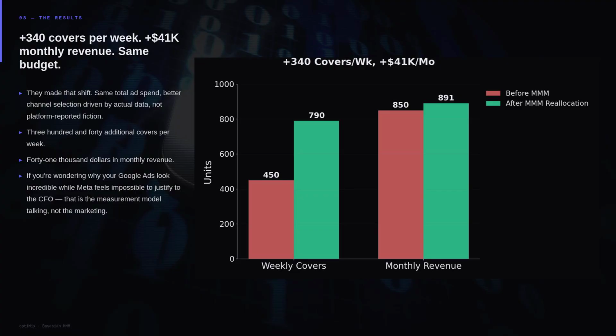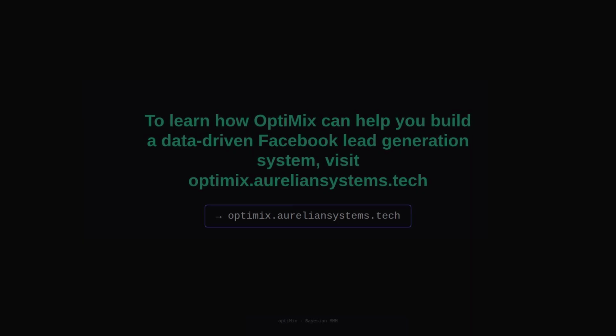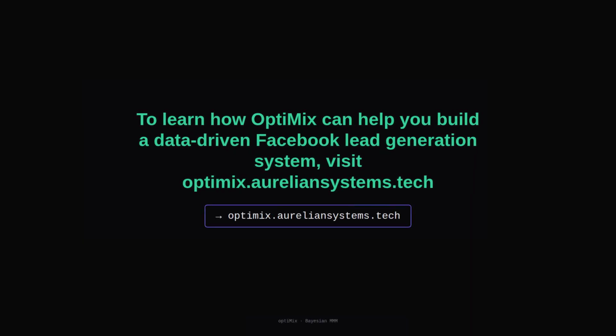Their Meta campaigns were producing 2.8 times the reported ROAS, while Google was underperforming relative to its share of voice. Meta was generating leads that Google's last-click attribution was incorrectly claiming credit for. The model found that reallocating 32% of their budget from Google to Meta would close the gap. They made that shift. The result: 340 additional covers per week and $41,000 in monthly revenue at identical total ad spend. Same budget. Better channel selection driven by actual data, not platform-reported fiction.